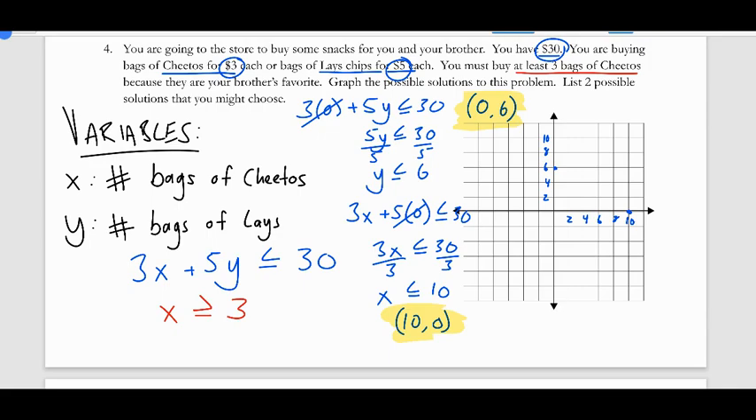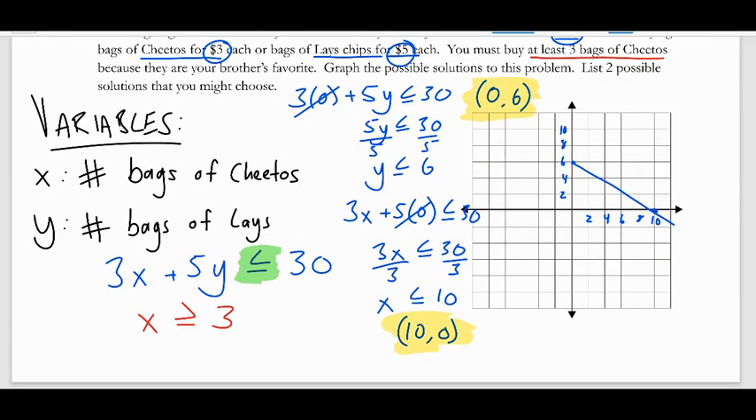And a question for you: will this be a dashed line or a solid line? If we look at this, this will tell us if it's a dashed line or a solid line. If it has an equal sign with it, it's going to be a solid line. So if I can connect this up, let's see. Hopefully that's straight enough. All right, so there's my somewhat straight line there.